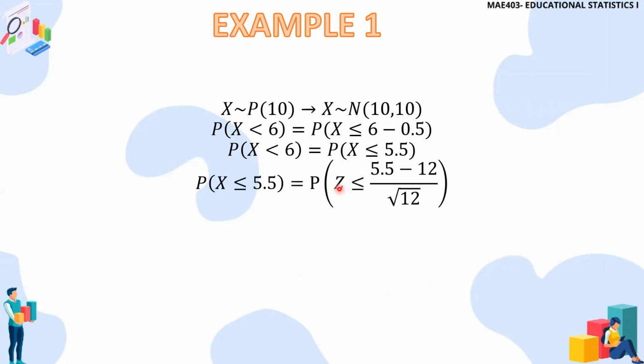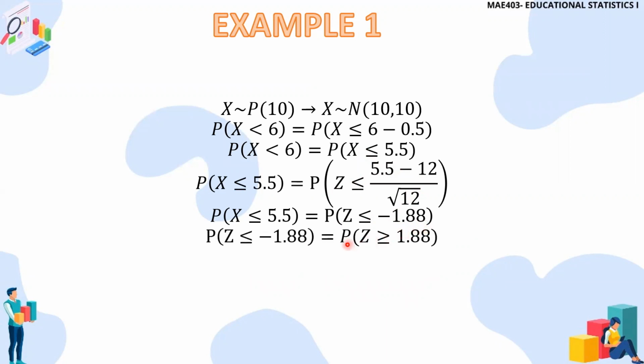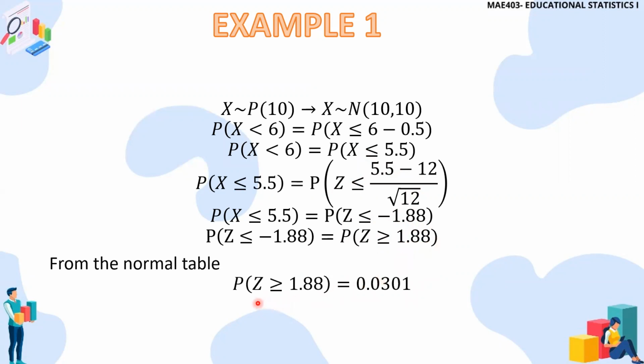Approximate to the normal distribution, 5.5 minus 12 divided by the square root of 12. So you will find the probability of Z less or equal to negative 1.88. Since our statistical table only covers the positive side and 0.5, it is actually equal to the probability of Z greater or equal to 1.88. From the normal table, the probability of Z greater or equal to 1.88 is 0.0301.